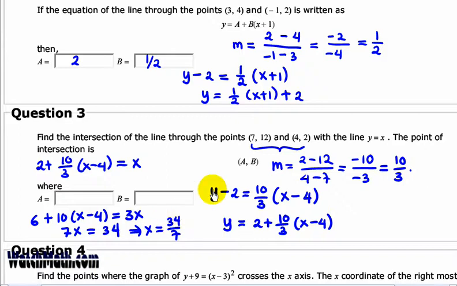So now this 34 over 7 corresponds to a. And to find the b coordinate, what we need to do is just substitute into this one. But actually, since this x coordinate belongs to the line y equals x and also to this line, then the y coordinate is also equal to 34 over 7. Because when x is equal to 34 over 7, the y is also equal to 34 over 7.